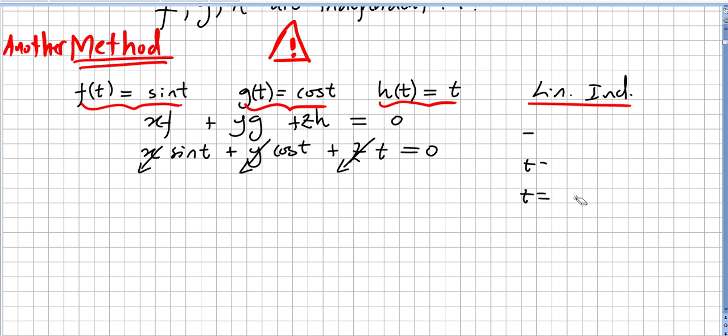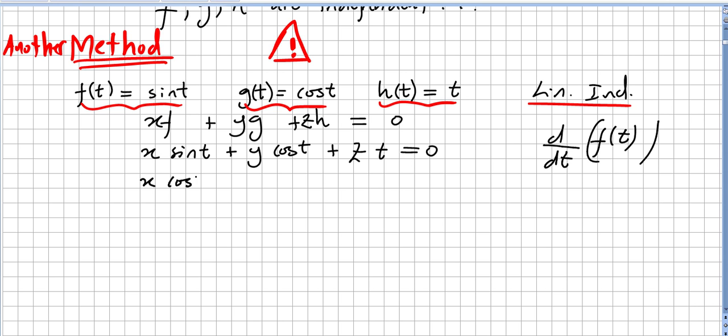So I'm going to erase this, and I'm going to show it. Okay, so we have x sine of t, y cosine of t, z of t. We take derivatives. So the functions are f, h. So we do d f of t. Okay, so we take the derivative with respect to t. So this will be x cosine of t.